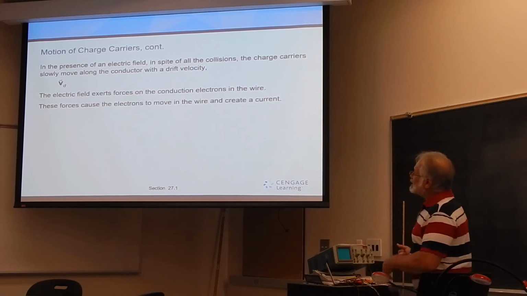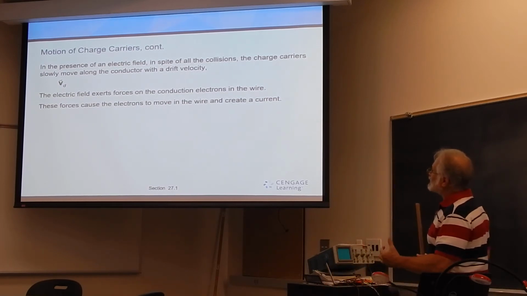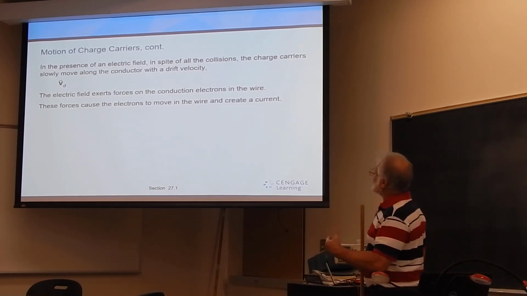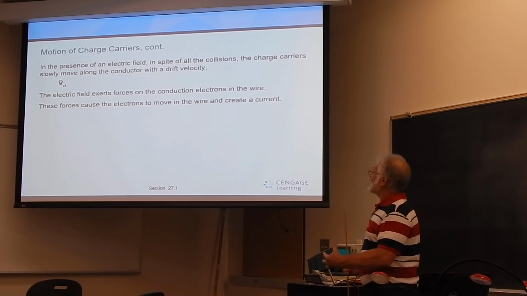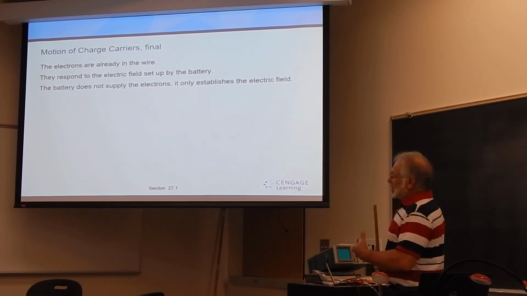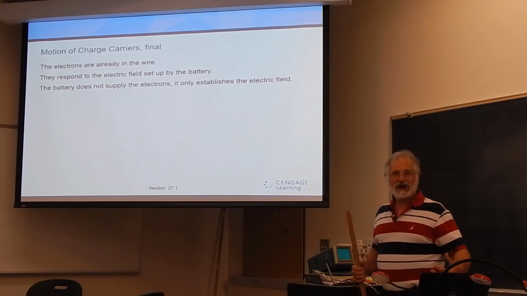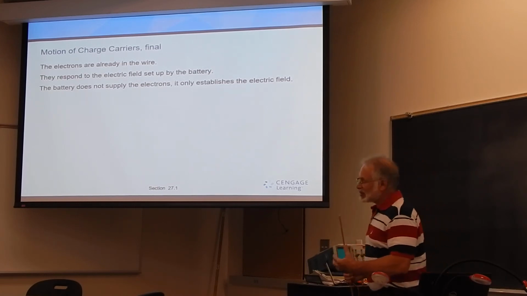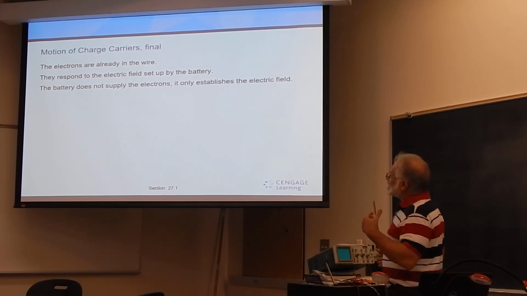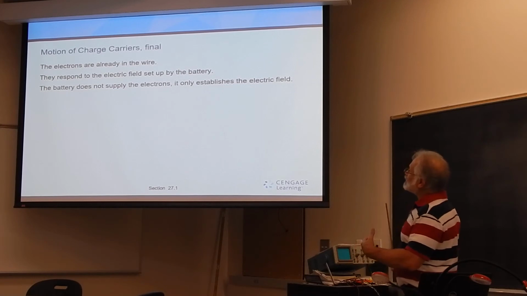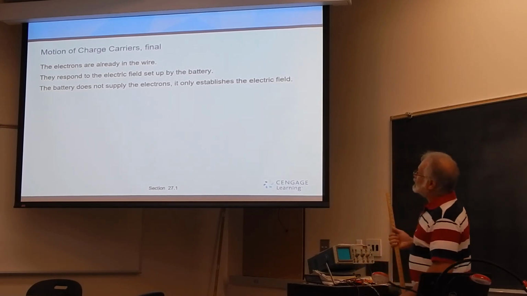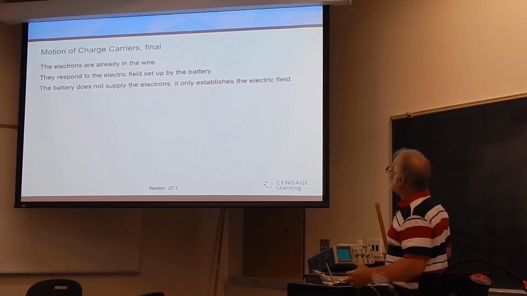So what we can say is that the electric field is exerting a force on the conduction electrons in the wire, and these forces will cause the electrons to move in the wire and will create a current. The thing to remember is the electrons aren't coming from the battery or the power supply. The electrons are already in the wire. The battery or power supply sets up an electric field, and that's what causes the charges to flow to form a current. So it's not the battery that supplies the electrons.